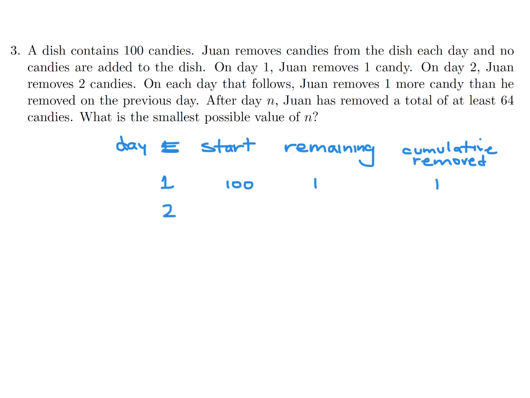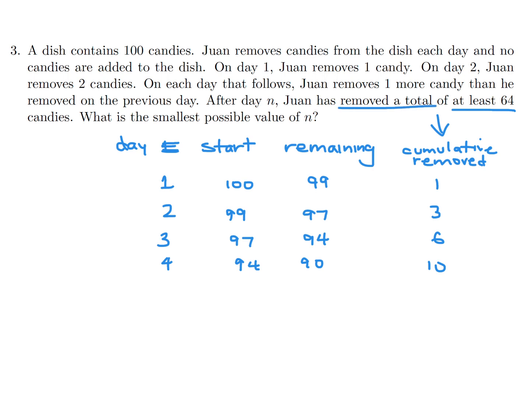On day 2, we actually started with 99, and we're going to remove 2 this time, so we're going to end up with 97. And cumulatively, we removed 1 and then 2, so we removed a total of 3. On day 3, we start with 97. This time, we have to remove 3. So this will go down to 94, and our cumulative is 1 plus 2 plus 3, which is 6. And they just keep going like this.